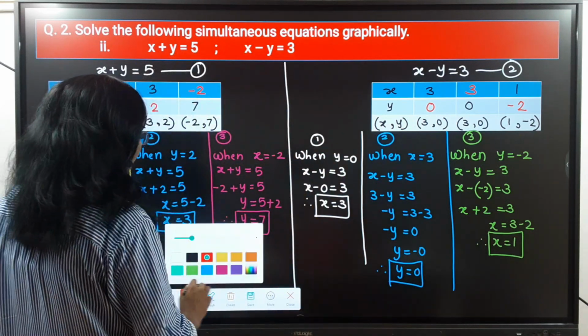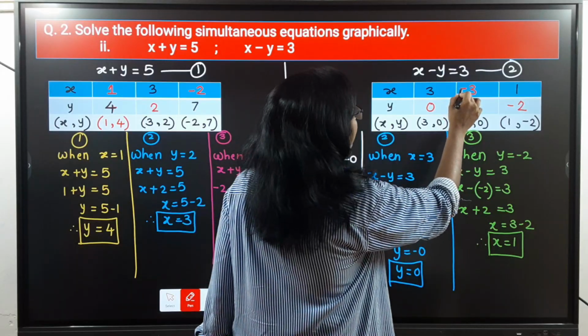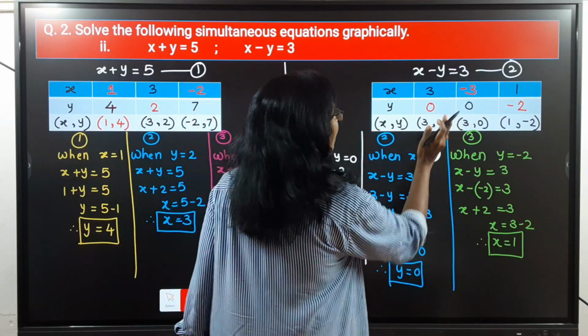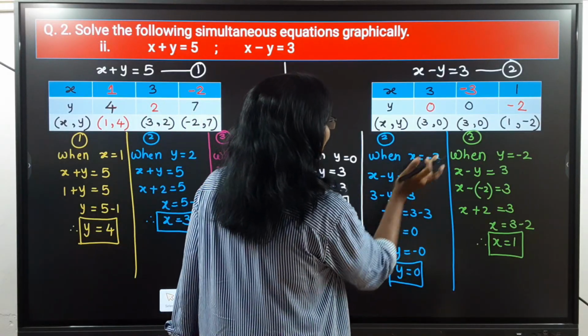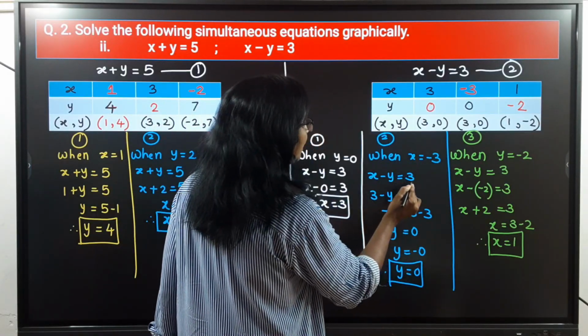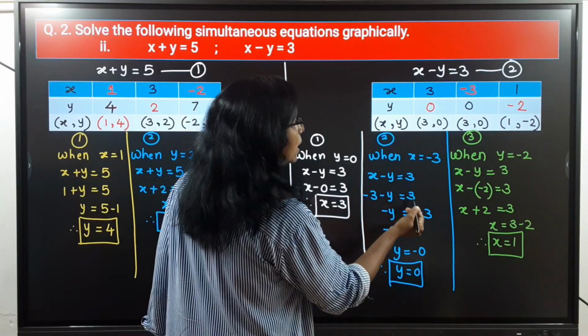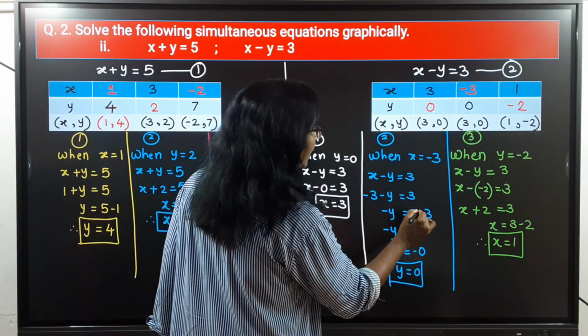So I write down here that x is equal to minus 3. Okay, I take x as minus 3, students. Now here the equation x minus y is equal to 3. Therefore minus 3 minus y is equal to 3. So minus y is equal to 3 plus 3, students.